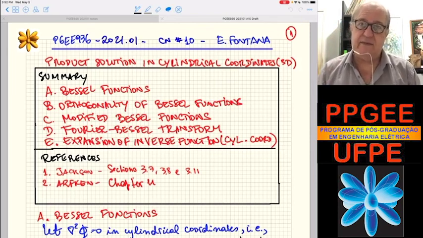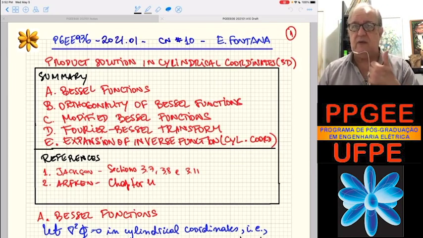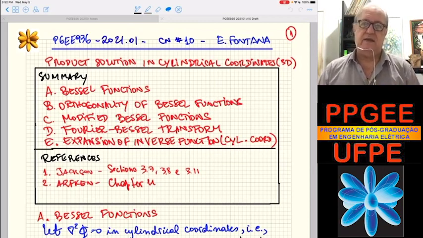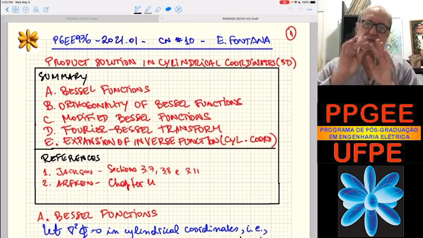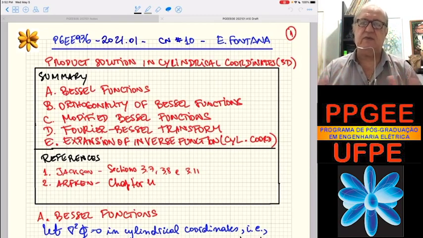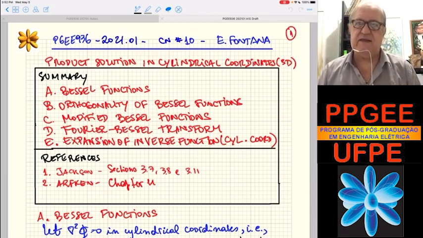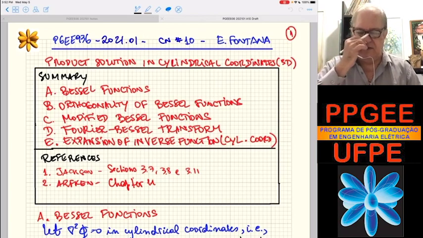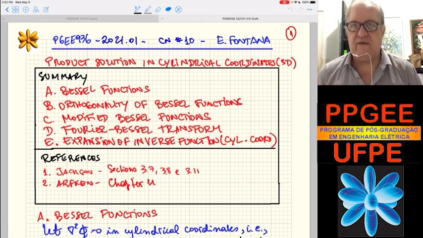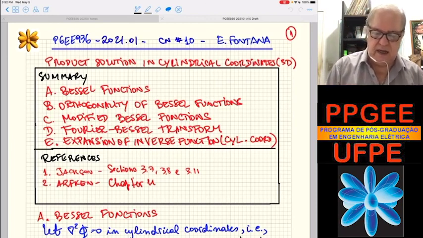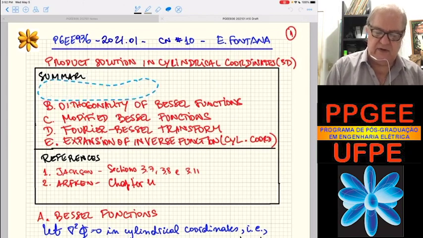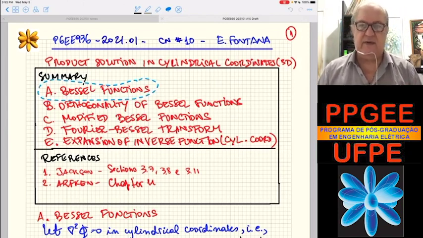We already have done that before when the potential depends only on r and phi. But now we are going to assume that the problem is within a cylindrical boundary or within concentric cylindrical boundaries, for instance, or perhaps flat surfaces also enclosing the region of interest. And now we have a problem governed by Laplace's equation, and we are going to work in cylindrical coordinates. We're going to see that the differential equation generates what is called the Bessel functions.